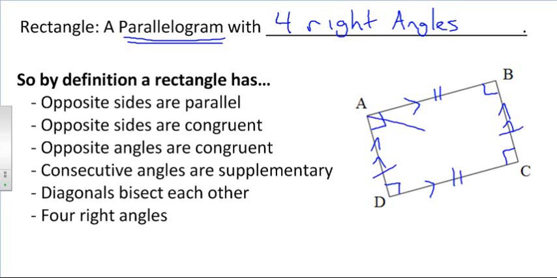So if I draw the diagonals in here and call the point of intersection point E, the length from A to E and the length from E to C are equal to each other. And the same thing with the length from B to E and the length from E to D. And with our new definition, I know it also has four right angles. So the idea that a rectangle is a parallelogram is extremely important.